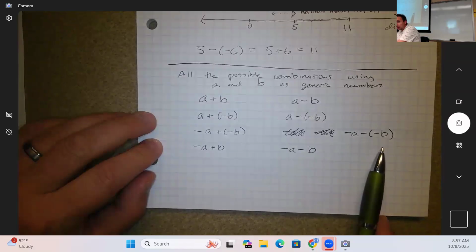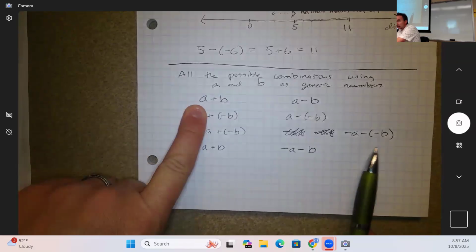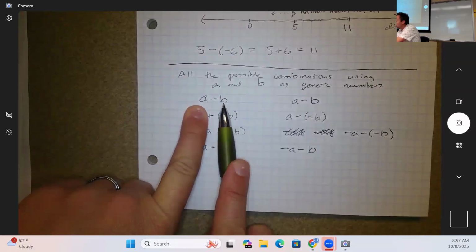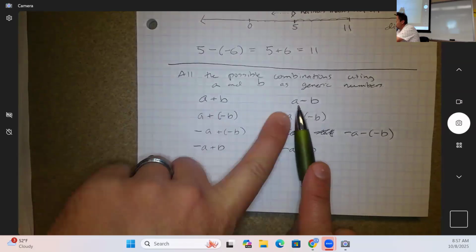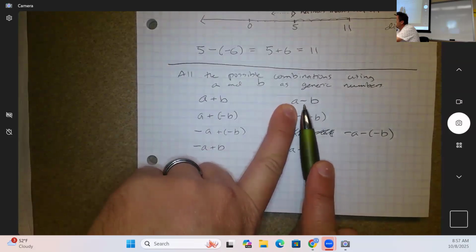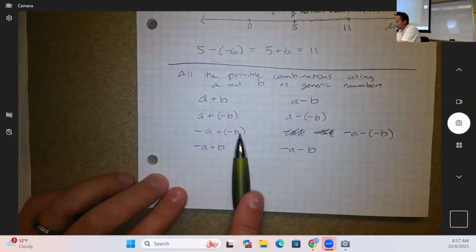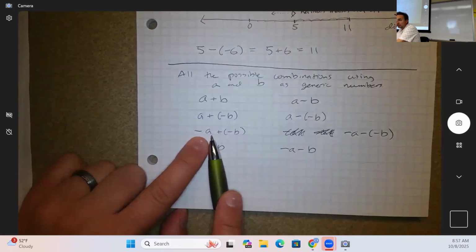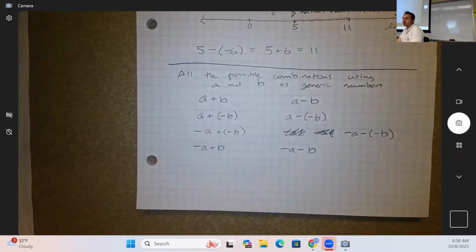And if and when you get stuck, think about it on the number line. I start at A, B is going to be a positive number, so I'm going to face right and step in that direction. I start at A, if B is a positive number, I'm going to face right, but I'm going to step away from that direction. Here's minus A plus minus B. So I start to the left side of 0. Minus B is going to be a negative, so I'm also going to be looking left, and I'm going to step in that direction.